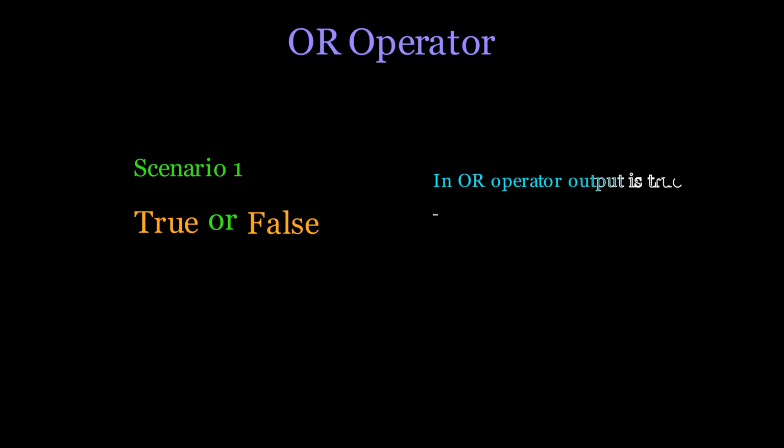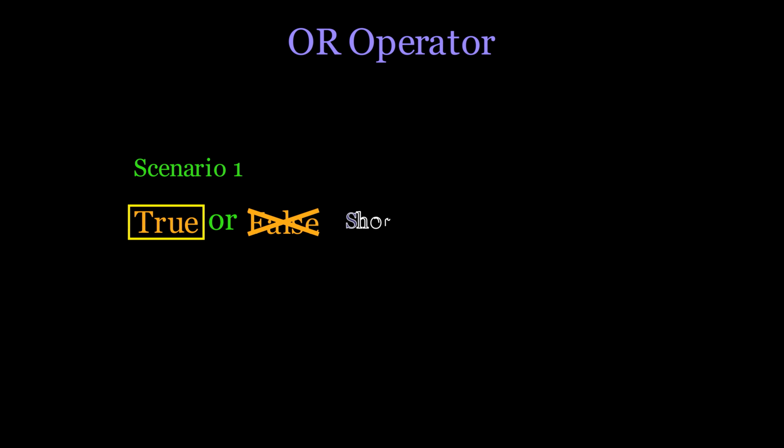Having mastered the AND operator, let's now examine how short-circuiting and the return value rule apply to the OR operator. Consider the expression true or false. In a logical OR operation, the outcome is guaranteed to be true if at least one operand is true. Therefore, as soon as the Python interpreter identifies that the first operand is true, it knows the final result. It skips the second operand entirely. This is short-circuiting. Furthermore, following the return value rule, Python simply returns that first operand as the final output.